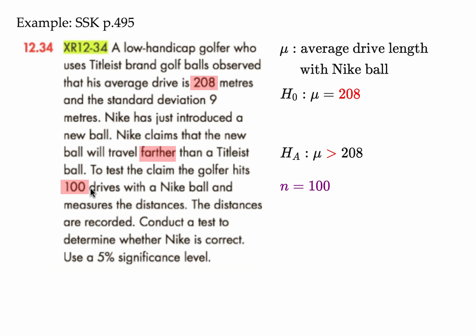Now, the golfer hits 100 drives, so that's the sample size. N is equal to 100, and for each of those, the distances have been recorded.